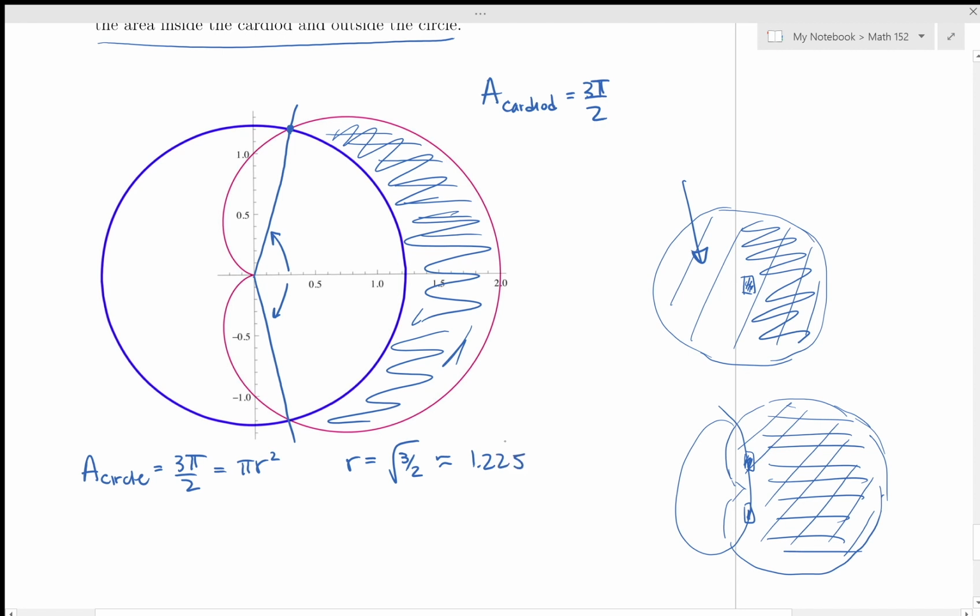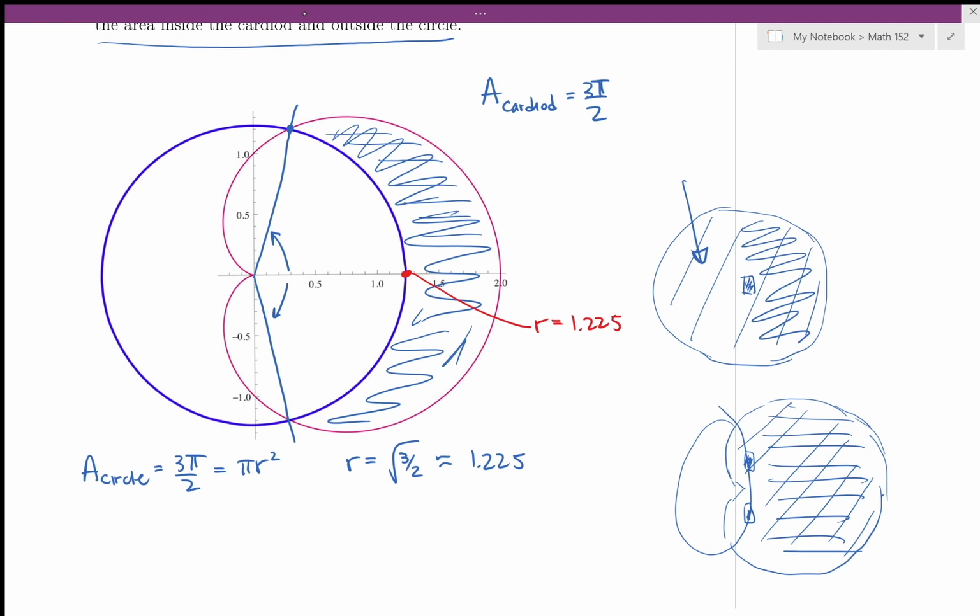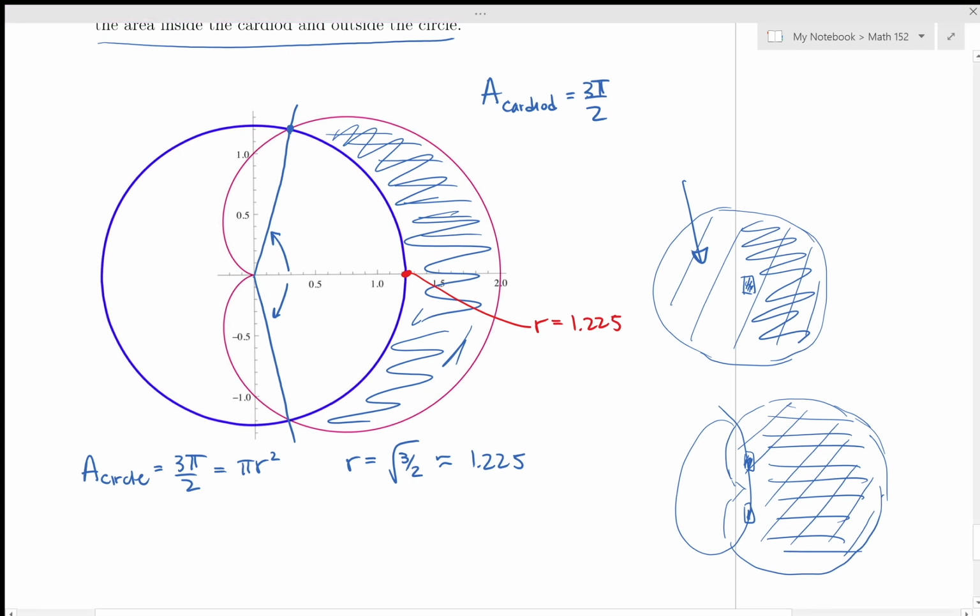And that is approximately 1.225. Okay, that's telling me that this point right here is r equals 1.225. All right, so we've got the circle centered at the origin with equal area to the cardioid.